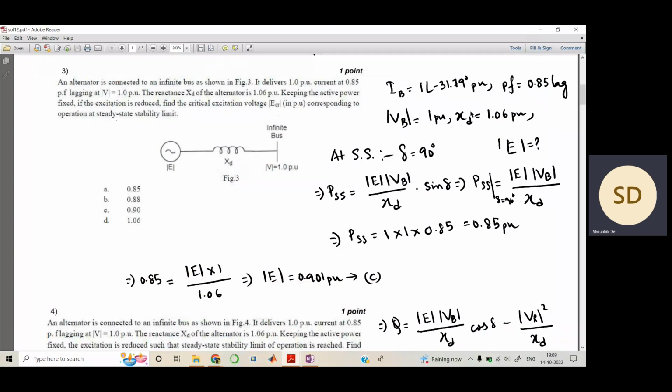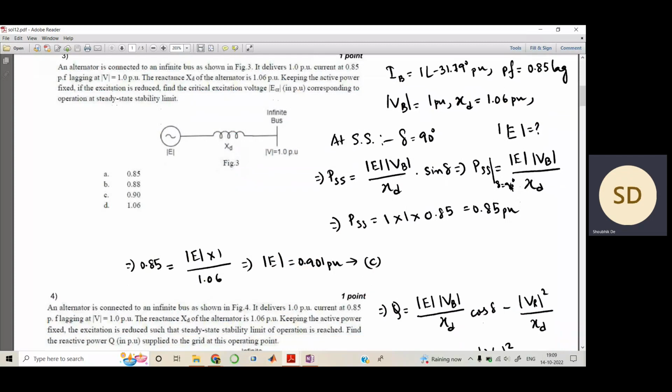Now for this, we know we have been given the current as well as the voltage at the infinite bus. So the current is 1 at an angle of minus 31.79. This is because the power factor is given, which is 0.85 lagging, and the bus voltage is given, which is 1 per unit. Having known these three pieces of information, we can calculate the value of this steady state power, which is 0.85 per unit.